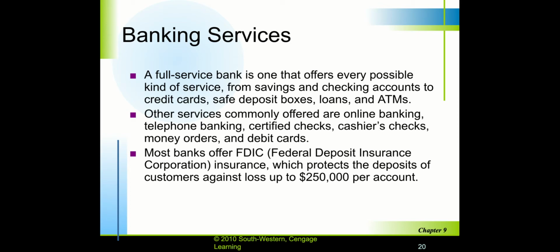Most banks offer FDIC insurance, which means it will guarantee and insure your money up to $250,000 per account. So basically, if everything crashes and you have $250,000 in the bank, you are guaranteed to be able to get that out by the federal government.